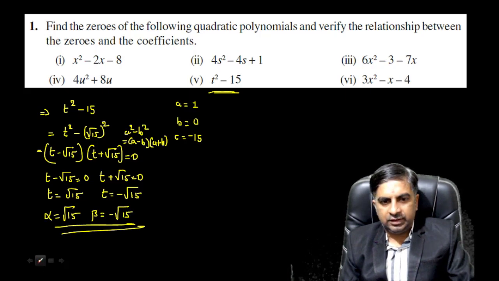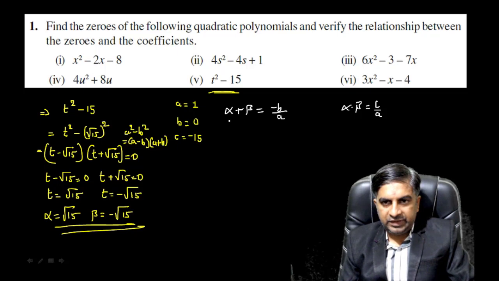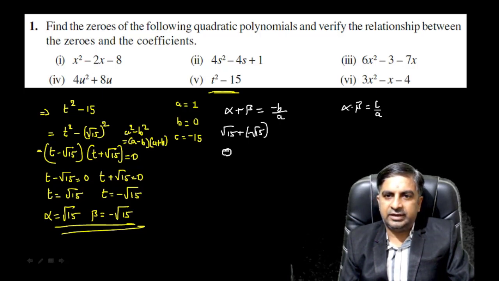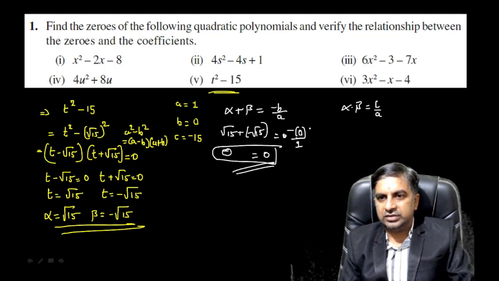Now you can verify. Let us verify. Alpha plus beta should be equal to minus b by a. This you need to understand, guys. Sum of zeros is minus b by a, and product, this is very useful for word problems that I am going to explain at the last. So please keep this in mind. Alpha plus beta is root 15 plus minus root 15. Positive and negative are the same, so this will be 0 directly. And minus b, and then 0 upon 1. 0 upon anything is 0, and 0 is always 0. No negative sign will come with it.